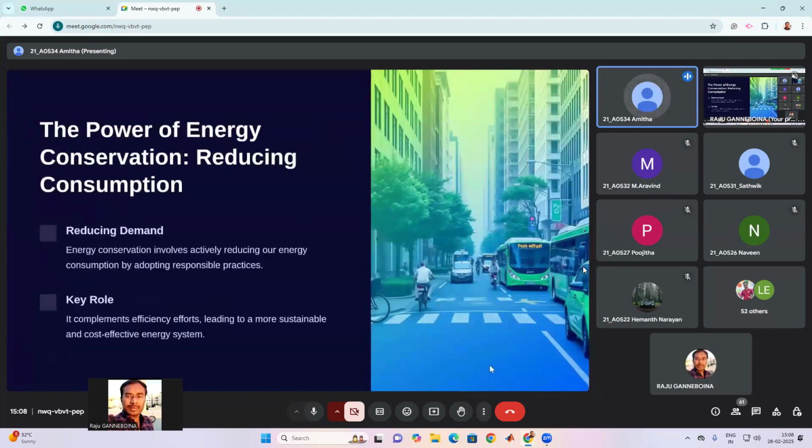Next, what is energy conservation? Conservation is nothing but reducing the energy use by making the correct decisions. For example, turning off lights when leaving the room.